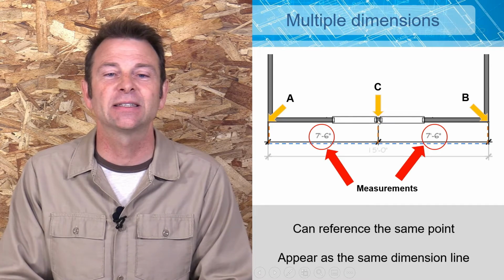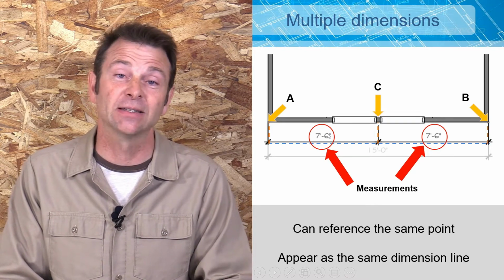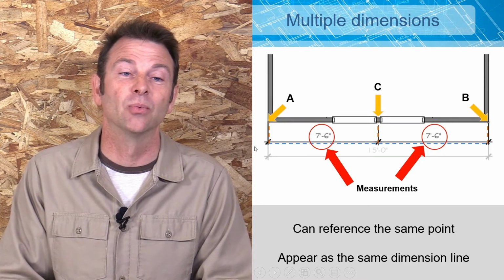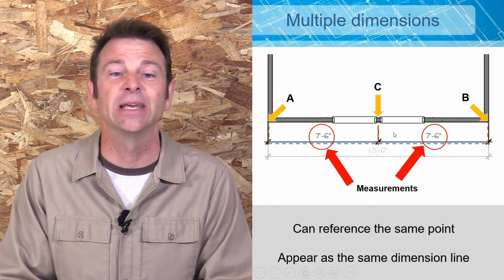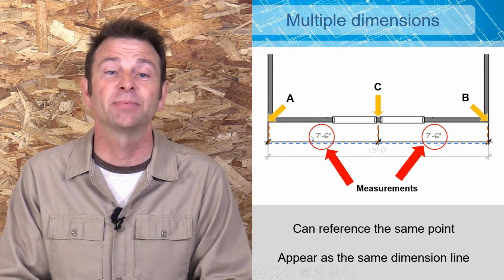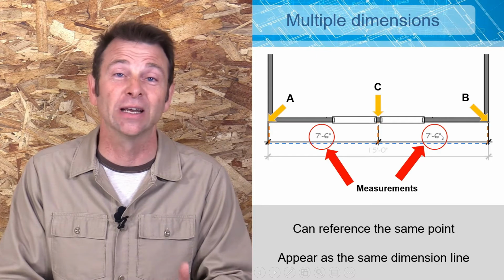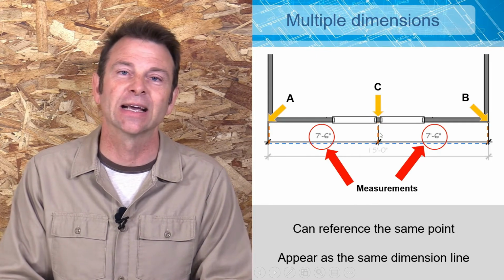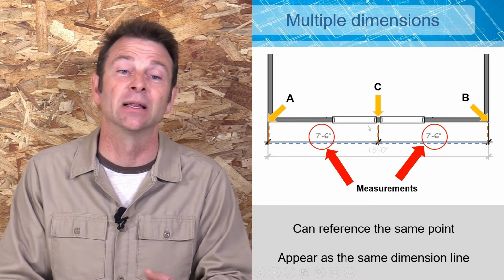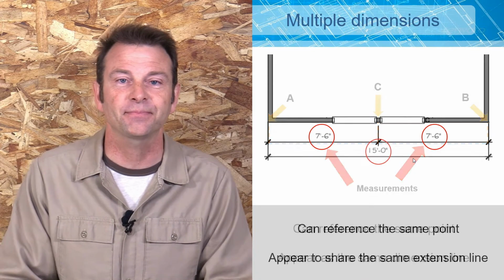And this happens to, based on these dimensions, cut this original dimension we were looking at from A to B exactly in half. I know this because these two dimensions are equal. So that tells me that this extension line is exactly in the middle of this measurement.